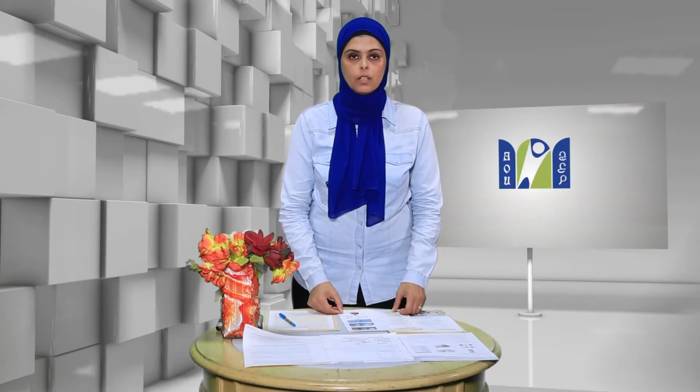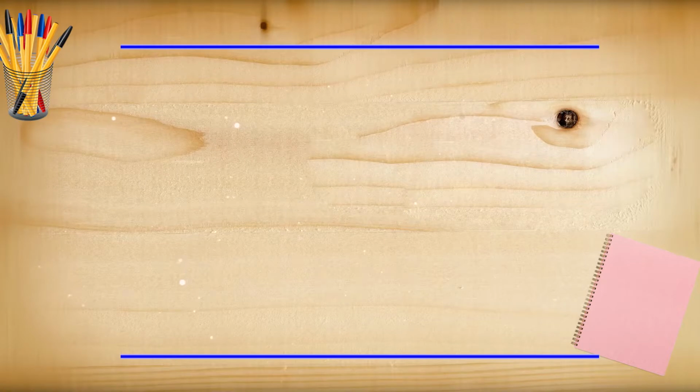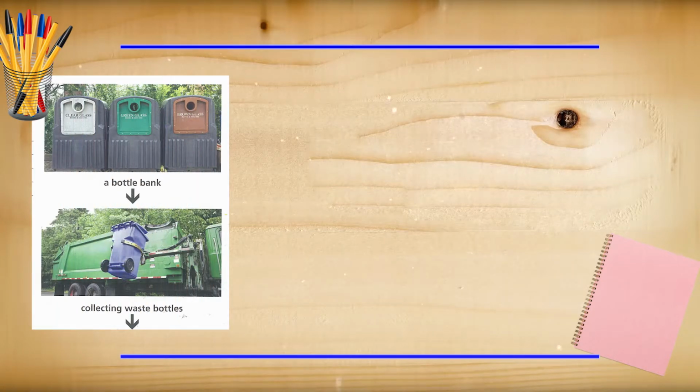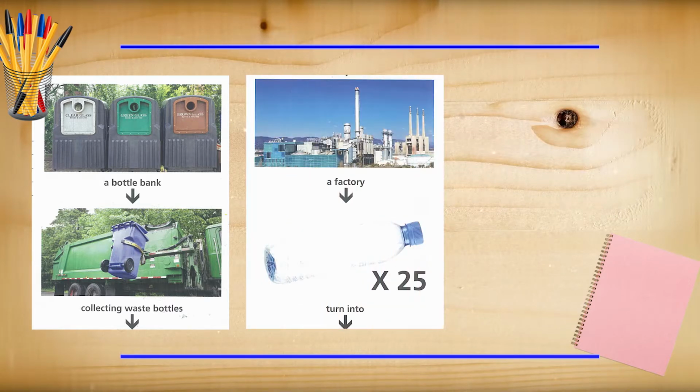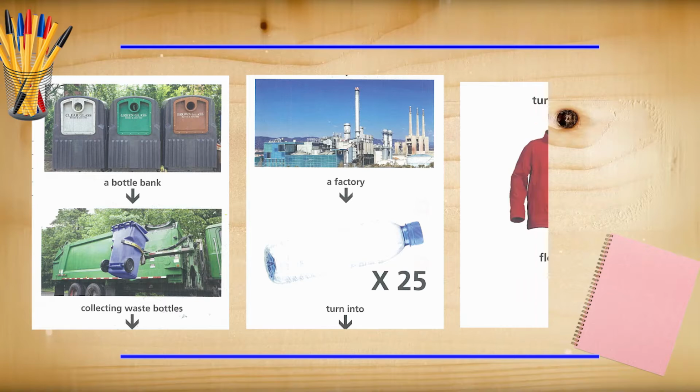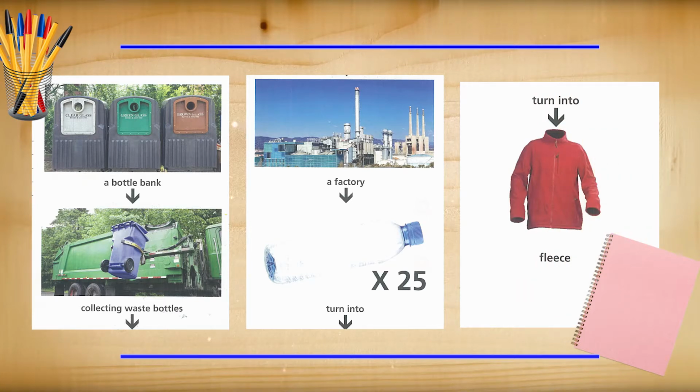Now you will have some photos on the screen so that we can comment on them together. You can see, first of all, a bottle bank in which we have bottles of different material, from plastic, from glass, from whatever. After that, we have collecting waste bottles, as you can see. Then we have a factory. They have to go to the factory so that they can be recycled. And after that, we have the fleece that they have been turned into.